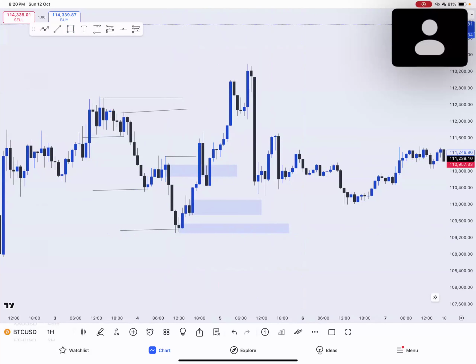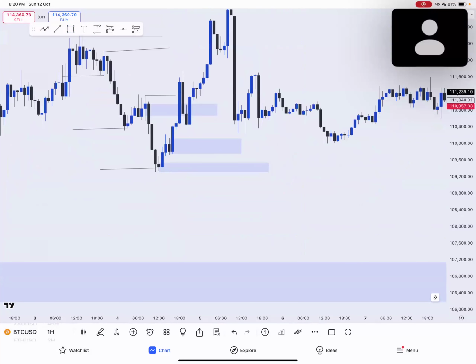So like I said, in one setup, you can have multiple POIs. If you have a downtrend, lower high, lower low, lower high, lower low, then the market shifts. And while it was happening, this high and this high were taken out.